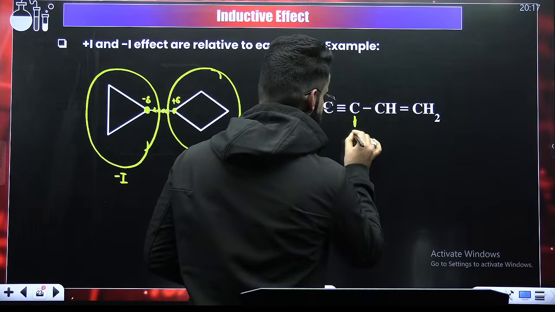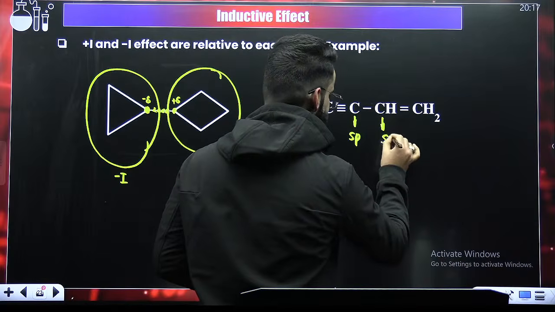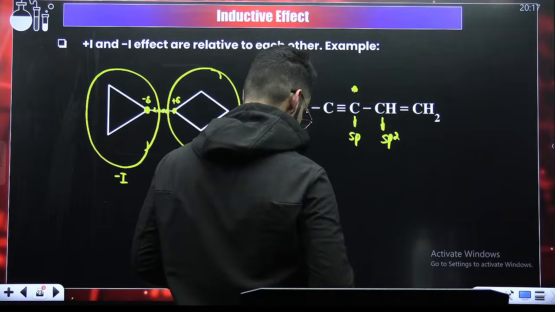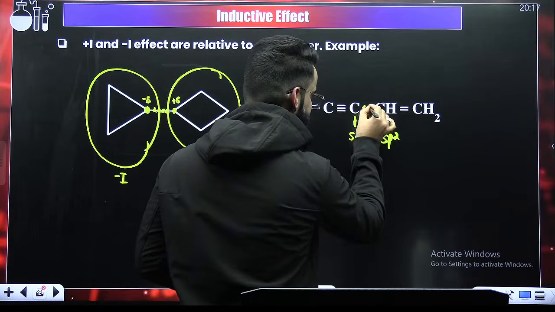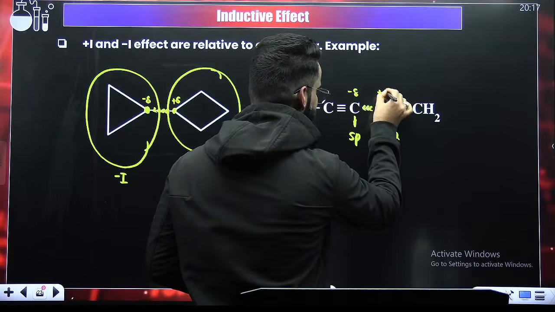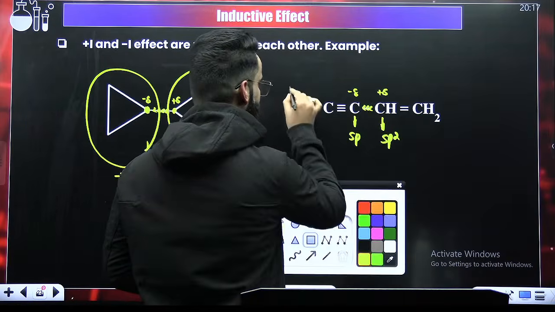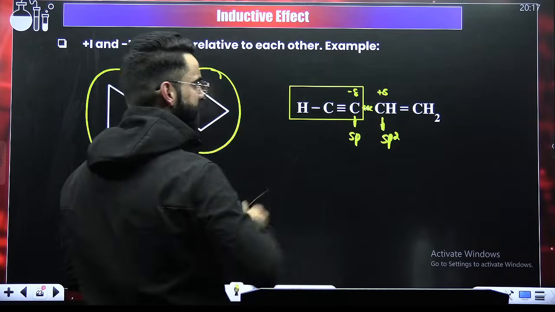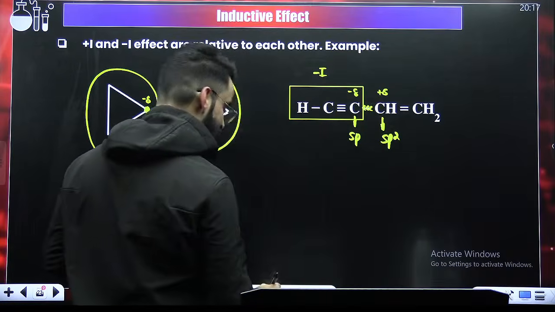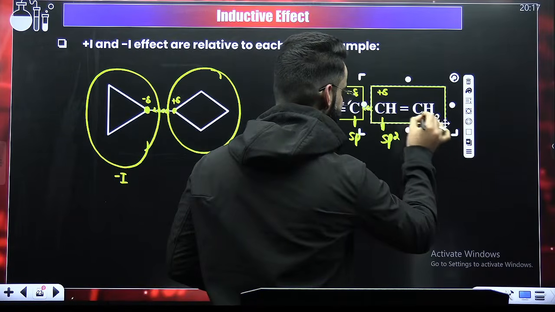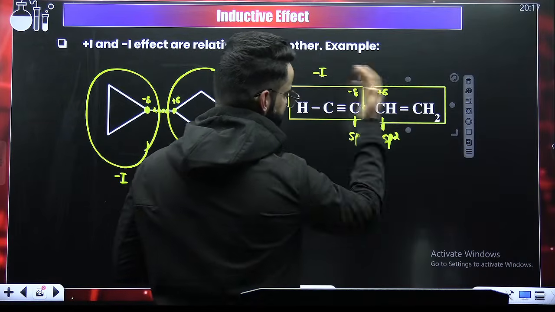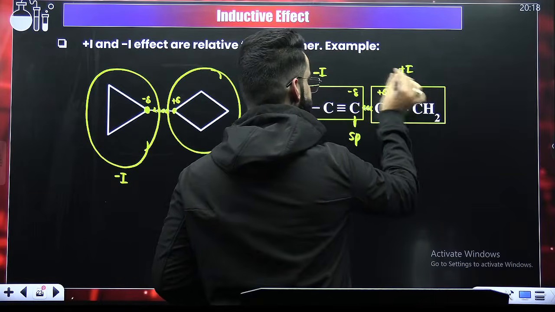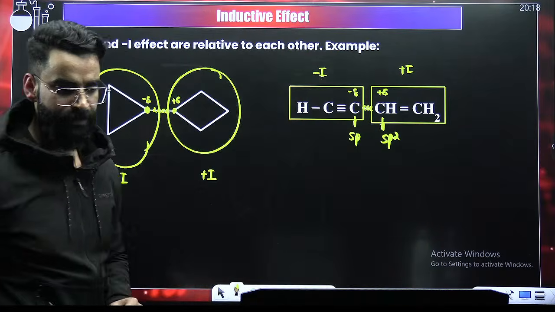Talk about this particular carbon. This is sp hybridized. Talk about this particular carbon. This is sp2 hybridized. The s character of this carbon is more. If the s character of this carbon is more, it will attract the sigma electron towards itself, due to which delta negative, delta positive. So if I talk about this particular group here, can I say this group is withdrawing the electrons? It is technically showing minus I. But if you look at this other group simultaneously, it is pushing the electron density, right? So I would say it is showing plus I. So plus I and minus I are related to each other.